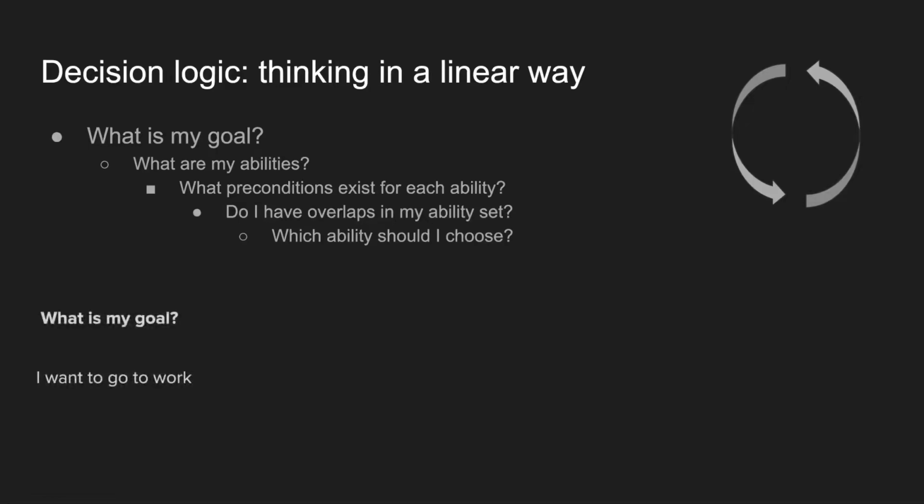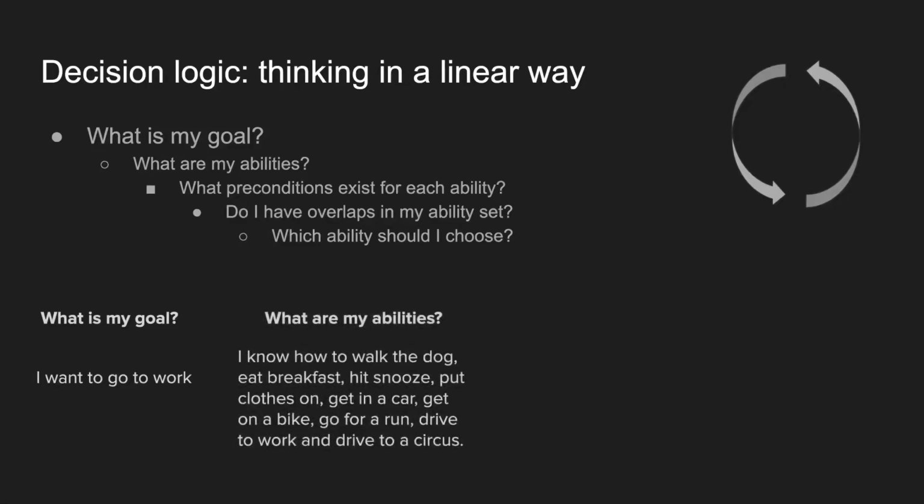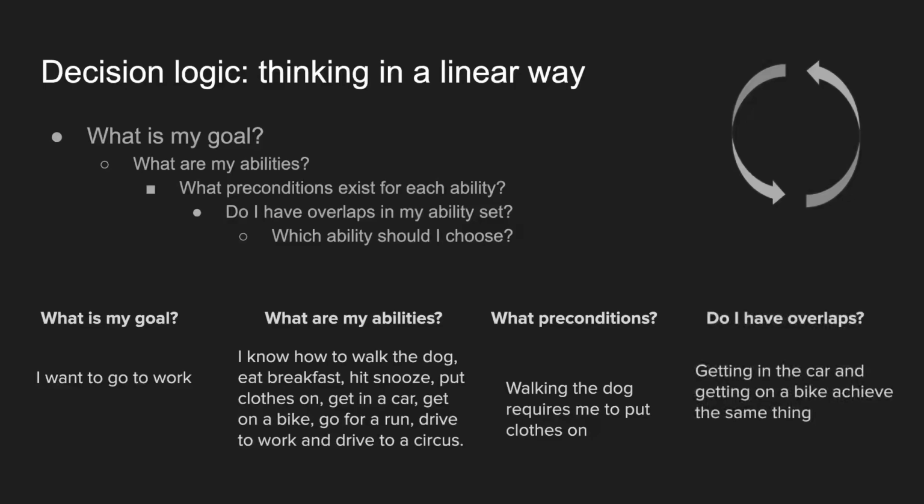When we looked at the prior step, we could identify what my goal is. I wanted to go to work. What are my abilities? Here's a handful of them. These are the things that I know how to do. What preconditions did I have? Walking the dog required me to put on clothes. And do I have any overlaps? Yeah, getting in the car and getting on a bike would have achieved the same thing, a mode of transportation. I chose getting in the car. That's an optimization, probably on time, but I could have achieved that through getting on a bike.